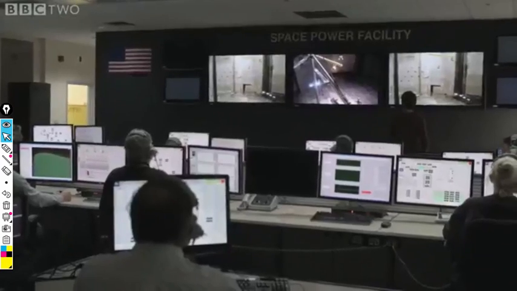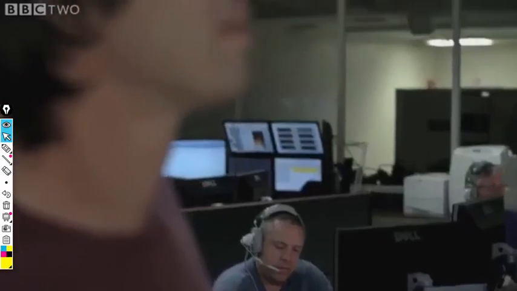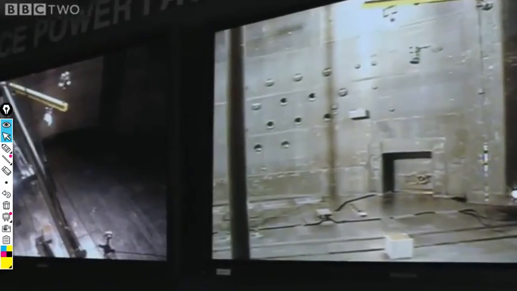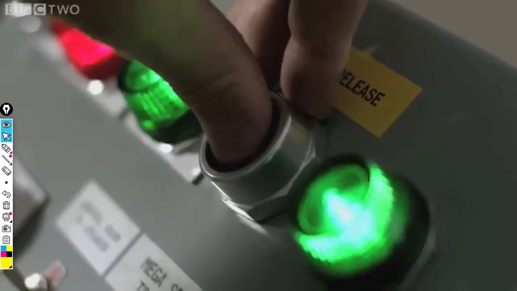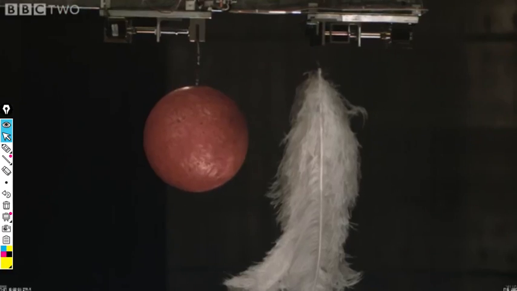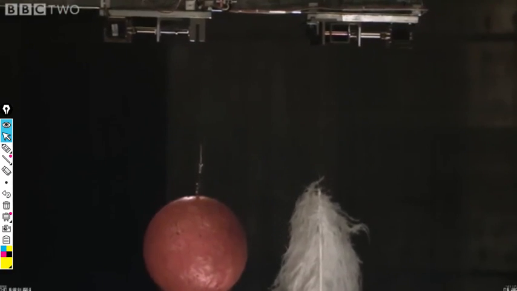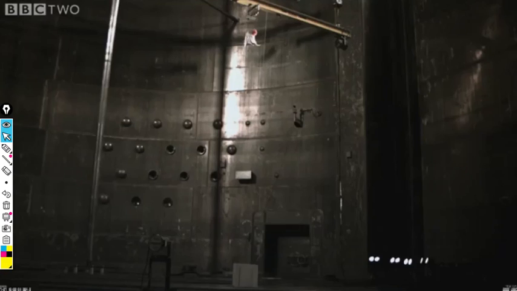10, 9, 8, 7, 6, 5, 4. Cameras on. 2, 1. Release. Are moving simultaneously.